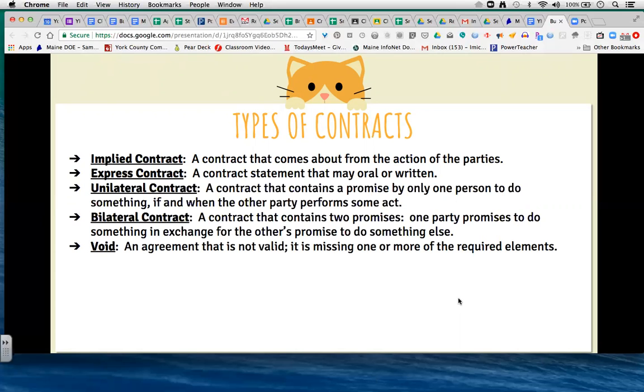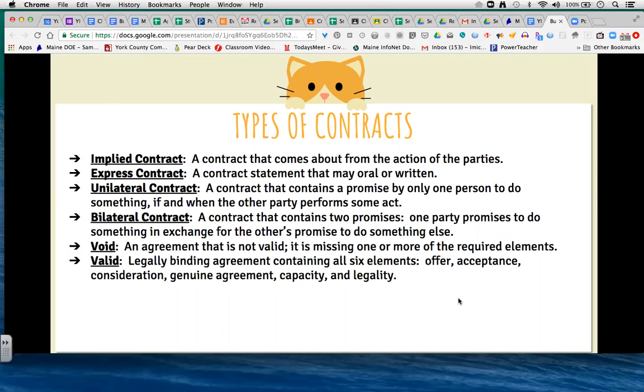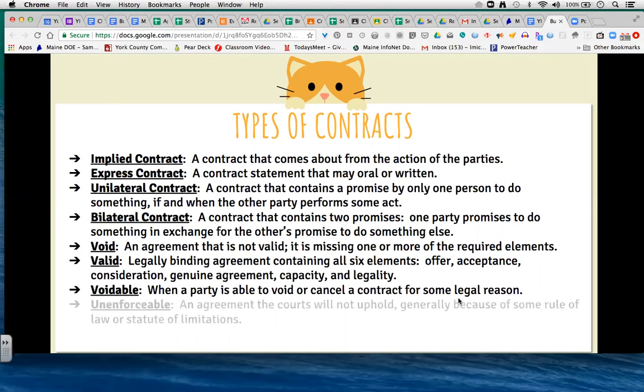Void, an agreement that is not valid. It is missing one or more of the required elements of a contract. Valid is a legally binding agreement containing all 6 elements of a contract: offer, acceptance, consideration, genuine agreement, capacity, and legality. Voidable is when a party is able to void or cancel a contract for some legal reason. Unenforceable is an agreement the court will not uphold, generally because of some rule of law or statute of limitations.